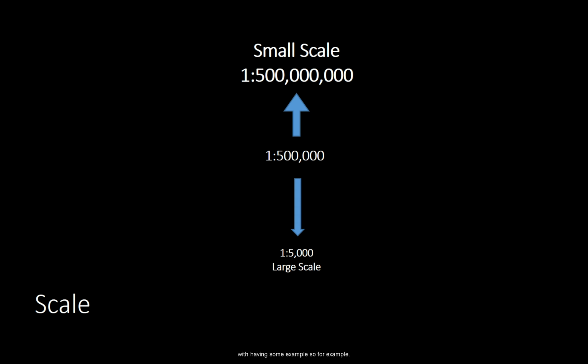with having some examples. So for example, the map of Shasta College, where we can see individual parking lots and we can see building footprints, would be an example of a large scale, showing just a small area of Shasta College, but providing a lot of detail.